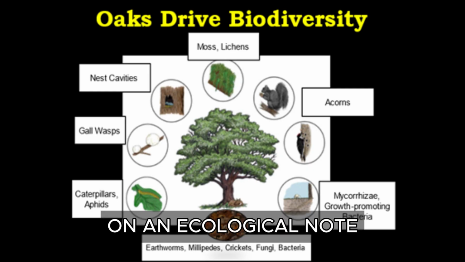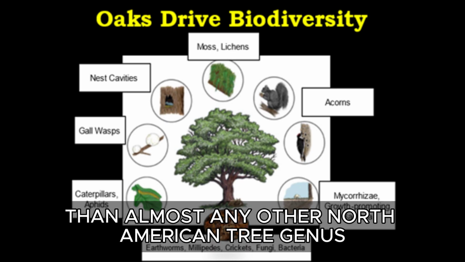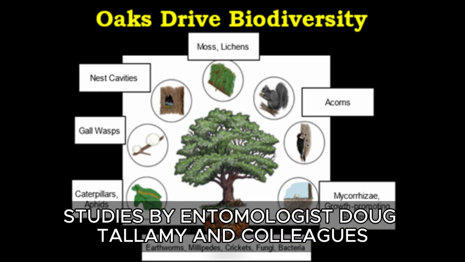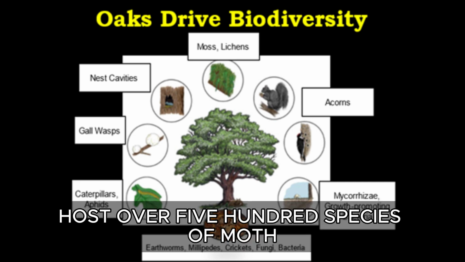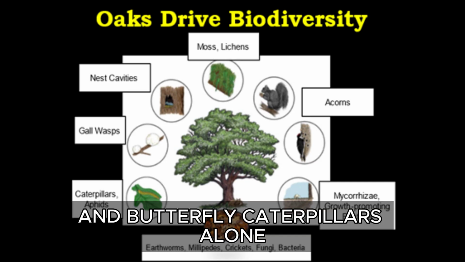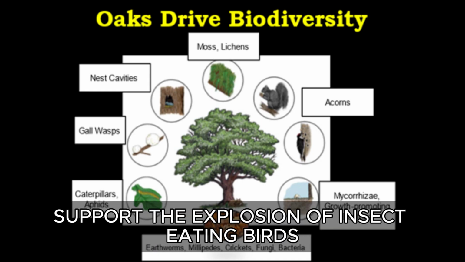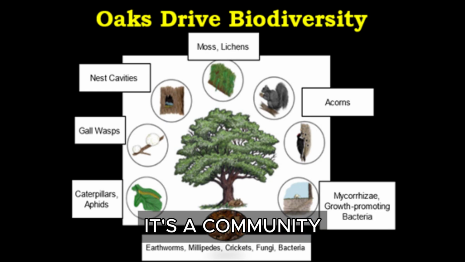On an ecological note, white oak supports more insect species than almost any other North American tree genus. Studies by entomologist Doug Tallamy and colleagues have documented that native oaks host over 500 species of moth and butterfly caterpillars alone. In spring, the forest canopy is alive with these caterpillars, which in turn support the explosion of insect-eating birds during breeding season. The oak isn't merely a tree, it's a community.